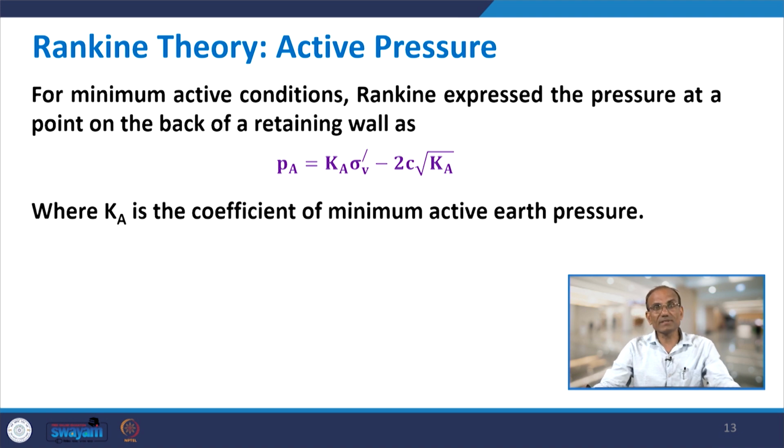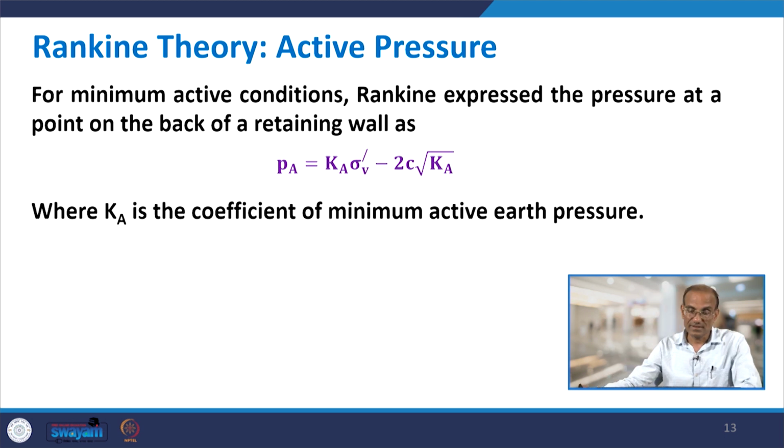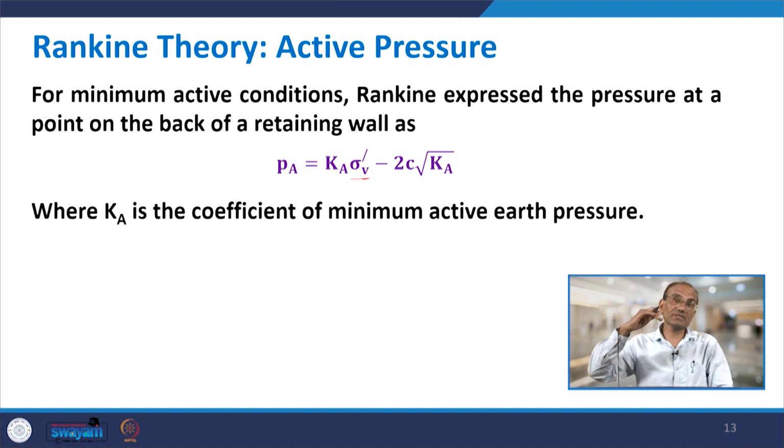For minimum active conditions, Rankine expressed the pressure at a point on the back of a retaining wall by this relation. It is the active earth pressure Pa, and Ka is the coefficient of minimum active earth pressure, where c is called cohesion and sigma v, you know, is the effective overburden pressure at a particular depth, because effective overburden pressure will not be constant, rather it will vary with the depth.